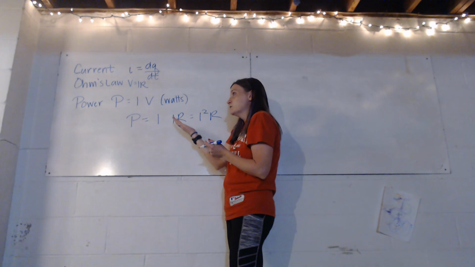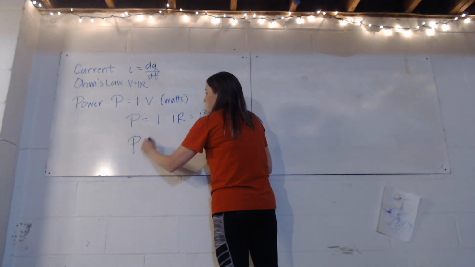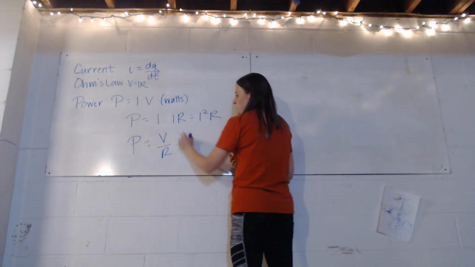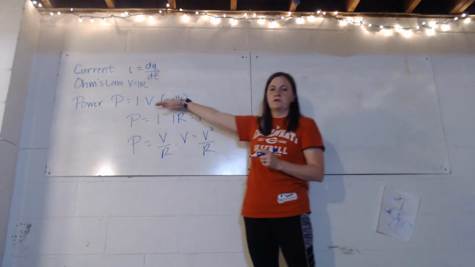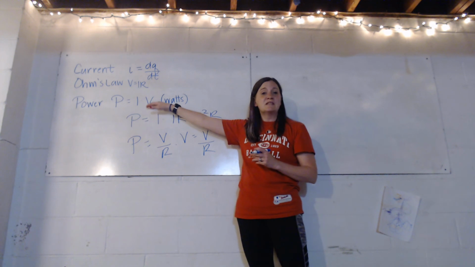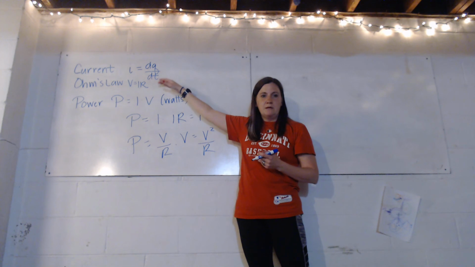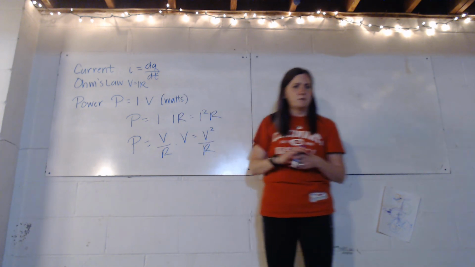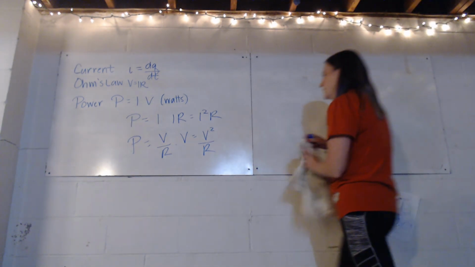But you could also have a situation where you don't know I. So you could say P is equal to, well, what is I? I is V over R times V. So V squared over R. So I have these three real versions of the power equation. But again, this is the only one that's going to be listed, and this is the only one that really needs to be in your head or you need to be comfortable with. And then you just rearrange as needed based on what you're given. So power is given in watts.